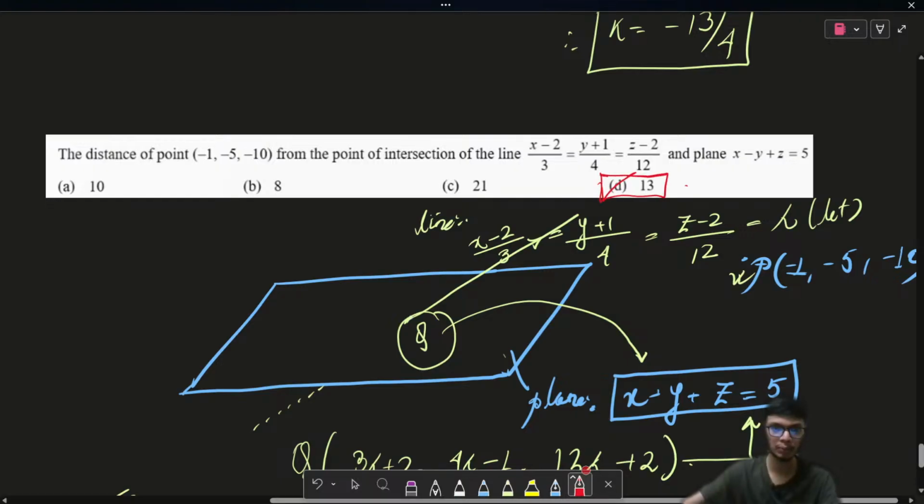So if you solve this problem properly, I think it's not a difficult problem. It's a most simple problem. Yet another fundamental problem.